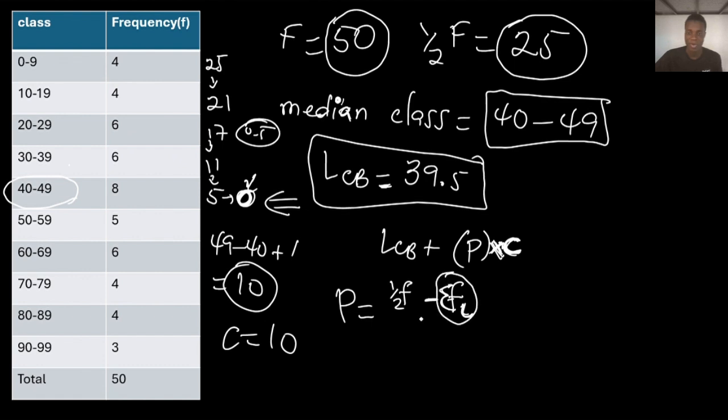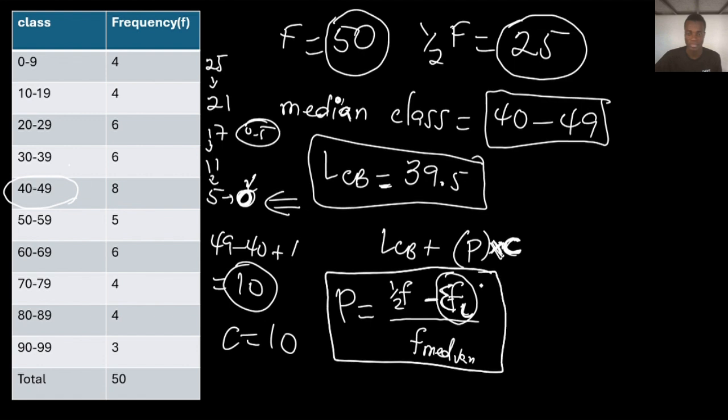When you are done with that, you now divide it by the frequency of the current class, the median class that you are on. In this case, our median class frequency is 8. This is how to find that proportion that we use to multiply the C, right? That proportion is basically half of the frequency, because the total frequency is all of it, but we are looking for the middle value.